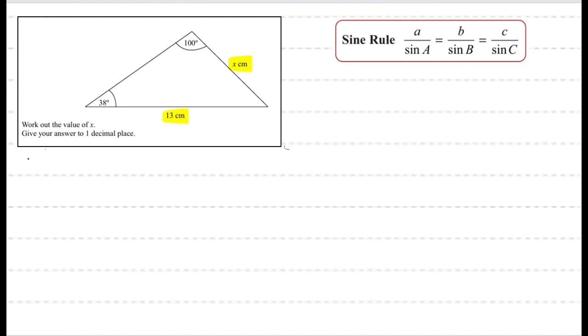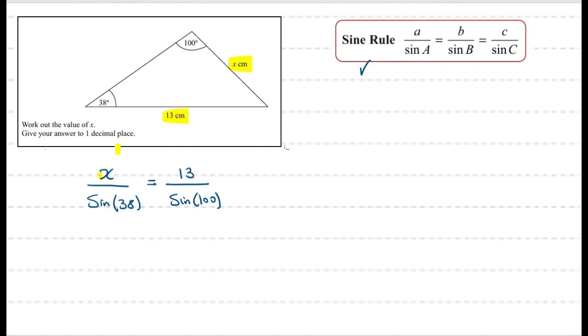To write the sine rule, we always write the side on the top of the fraction, as you can see in the formula. So we write the side x over sine of its opposite angle 38, and that is equal to the side 13 over the sine of its opposite angle 100 degrees.